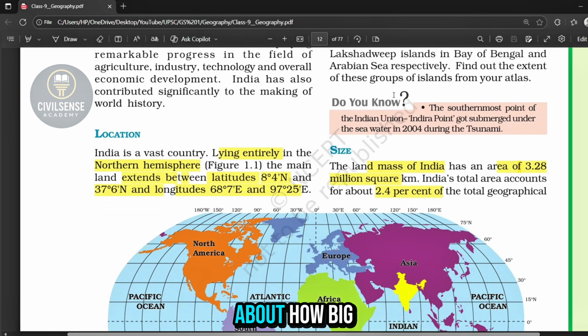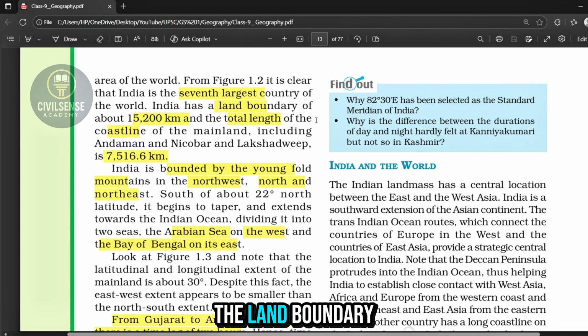Now let's talk about how big India is. India's total land area is 3.28 million square kilometers. That means India covers about 2.4% of the total land area of the world, making it the 7th largest country on the earth. The land boundary of India is around 15,200 kilometers and the coastline including islands is about 7,516 kilometers long.